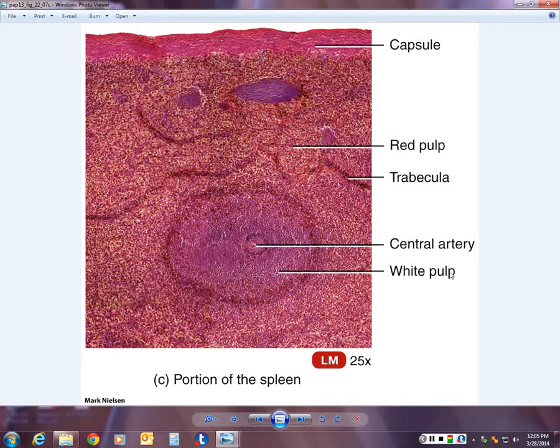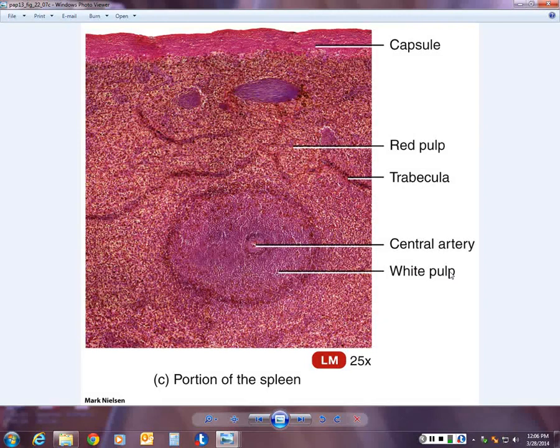The pulps are named for the majority cell type that's found within them. Red pulp has mainly red blood cells, but there are other cells that are there as well. And white pulp, mainly white blood cells. The trick of this is that the white pulp actually looks darker, and the red pulp actually looks lighter, and it's due to the difference in staining because of the presence of more nuclei within the white pulp.